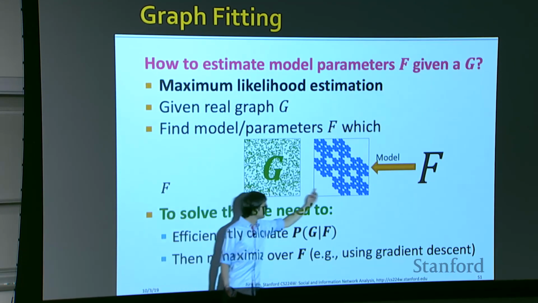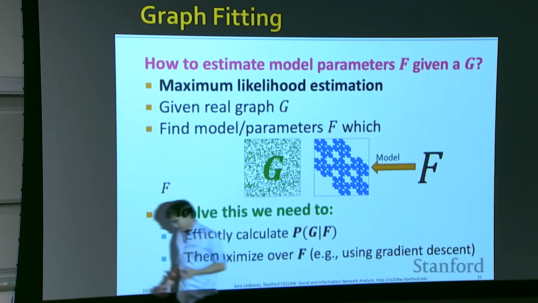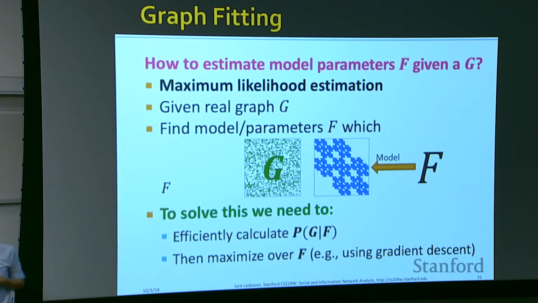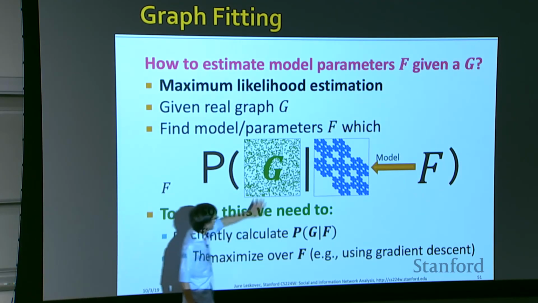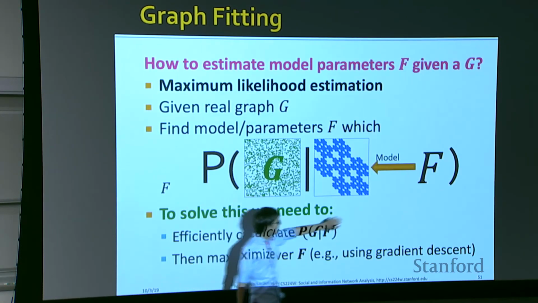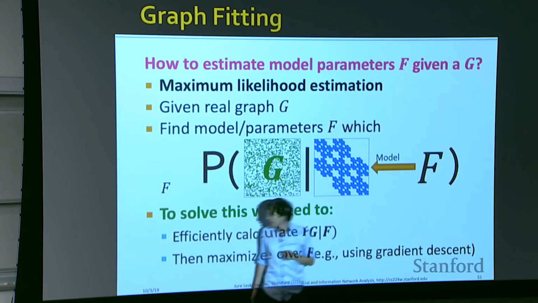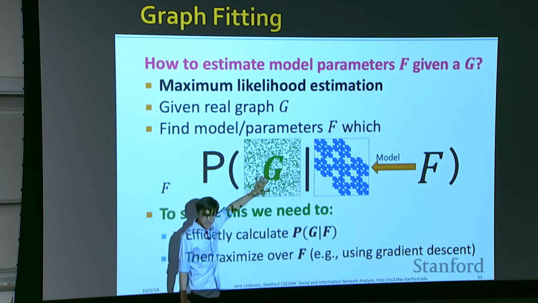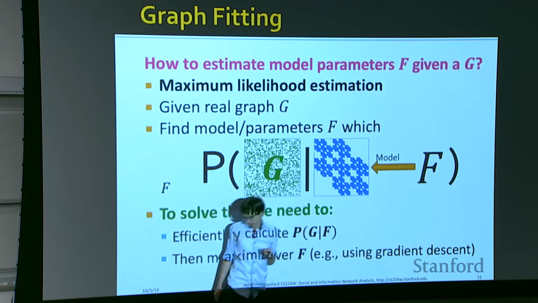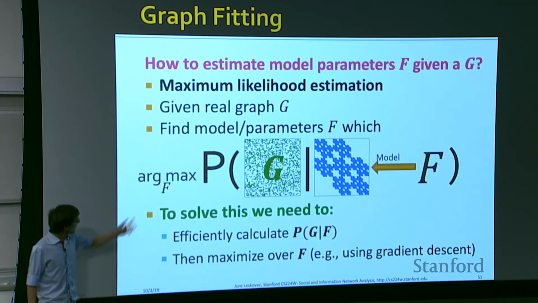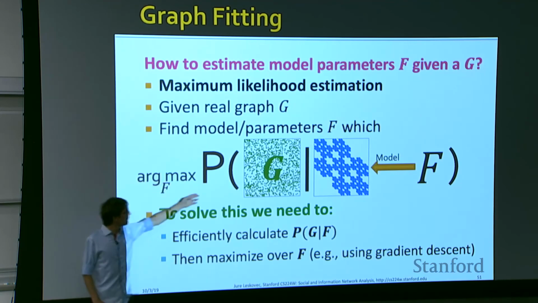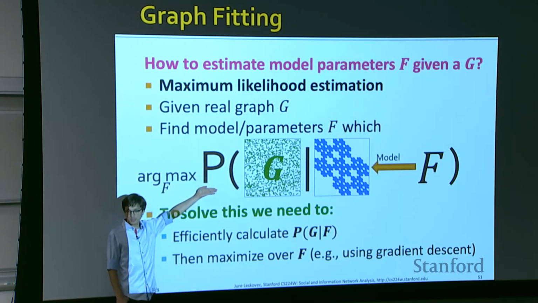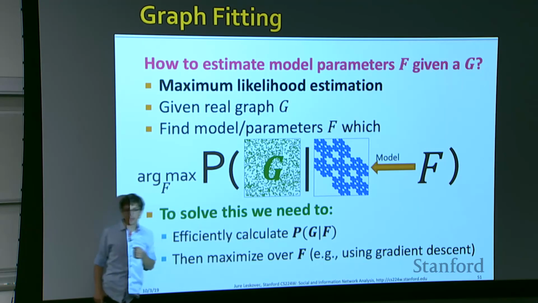Okay, so I need to define some kind of similarity here. And this similarity that we will define is called likelihood. So the way we will write it is to say, how likely is my graph given my model parameters? Okay, and if I can measure the probability of my graph given my model parameters, then I can say, okay, great, let me go over all possible model parameters and find the ones that are the most likely to have generated my real graph.